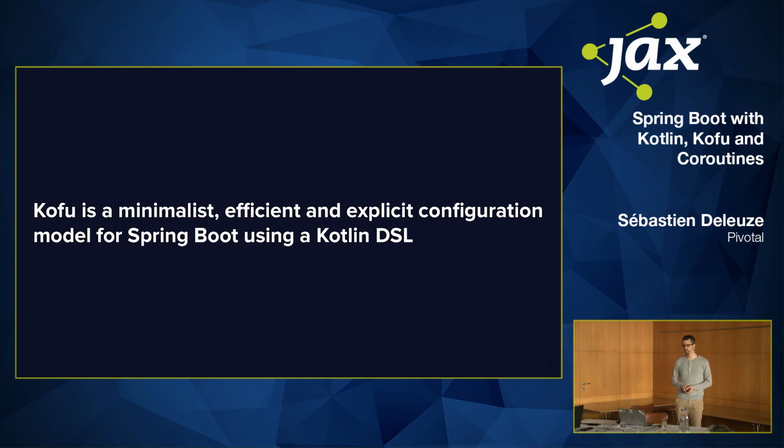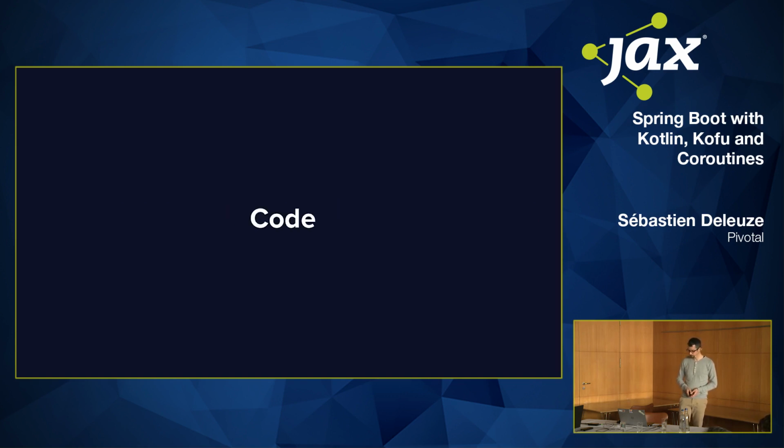So Kofu is a minimalist, efficient, and explicit configuration model for Spring Boot using a Kotlin DSL. So basically, it provides a way to configure Spring Boot, not with the auto-configuration that will trigger a feature when something is on the classpath, for example, because that is really the model that perfectly fits for Java, because Java would be too verbose for explicit configuration. But with Kotlin, I tend to think we have a way to specify the configuration explicitly without any real drawbacks. So why not do that?